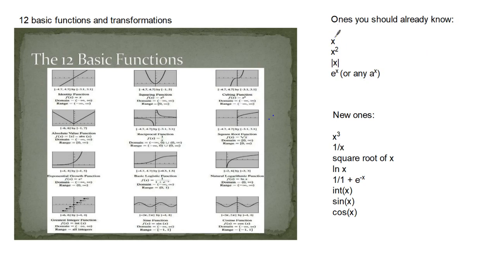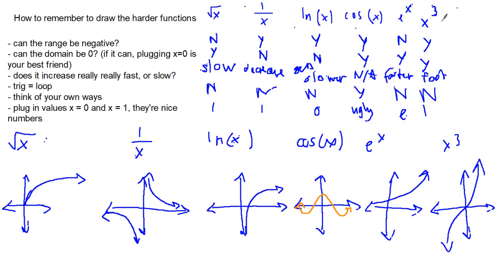Exponential, we've got the identity or the regular function, the linear function, right? The quadratic function, the absolute value function, and then you've got all of these, which I don't like. Okay. How do you remember the harder functions?